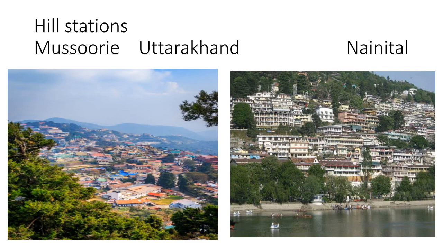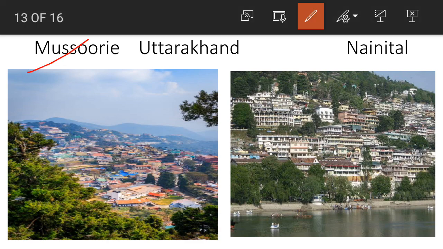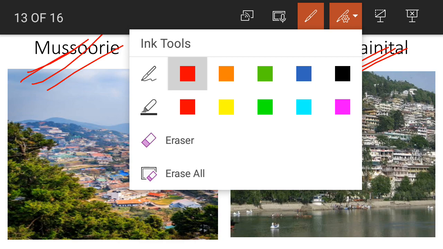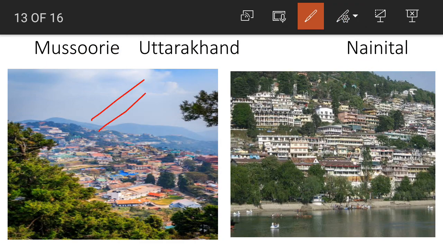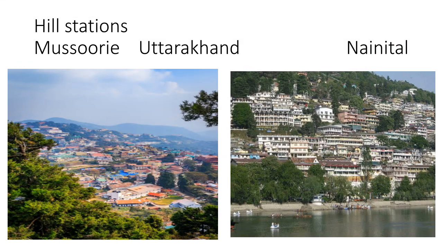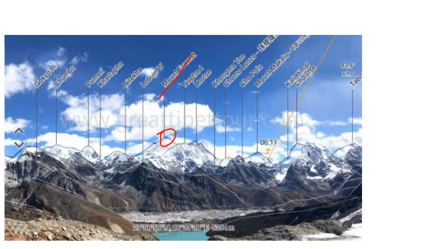So what are the two hill stations? Mussoorie and Nainital. Mussoorie is a town in the state Uttarakhand, and Nainital is a city in the state Uttarakhand. Both these hill stations are in the state Uttarakhand. This is a picture of the town Mussoorie, and this is a picture of the city Nainital. So the two hill stations in the northern mountains are Mussoorie and Nainital. I hope you understood this question.